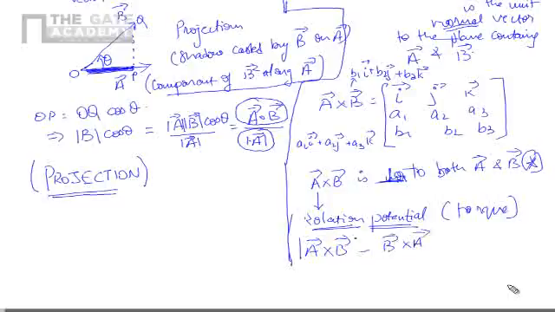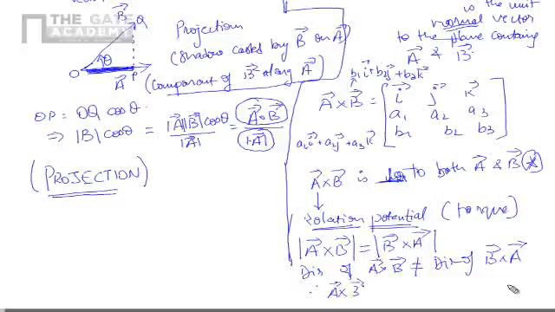But the direction of A cross B is not equal to the direction of B cross A. Both are in opposite directions. Therefore, on a general basis, I can say A cross B is not equal to B cross A. So, these are the basics which are very important for proceeding ahead in vector calculus. Clear? Fine.